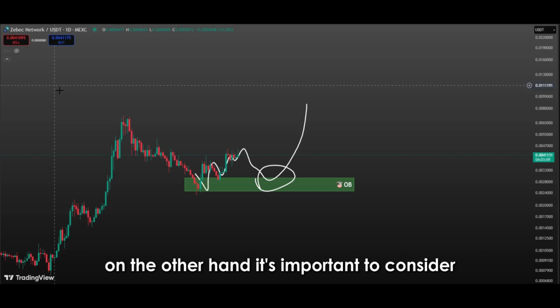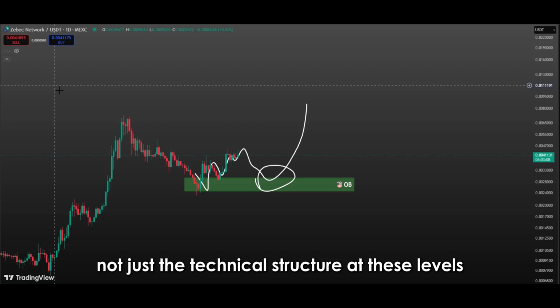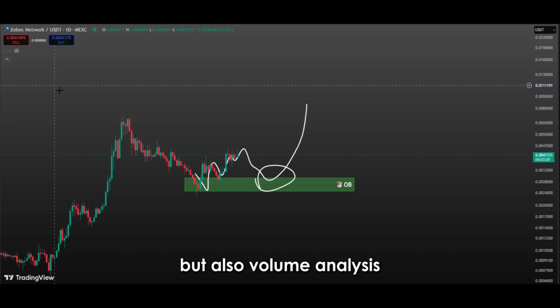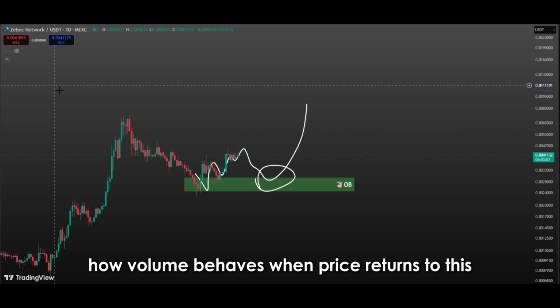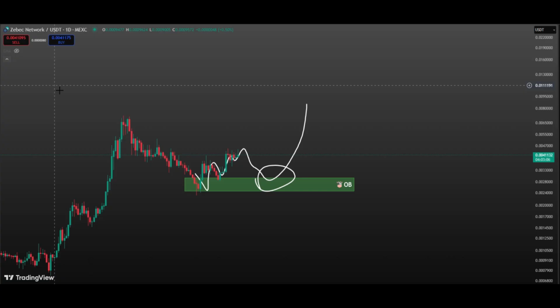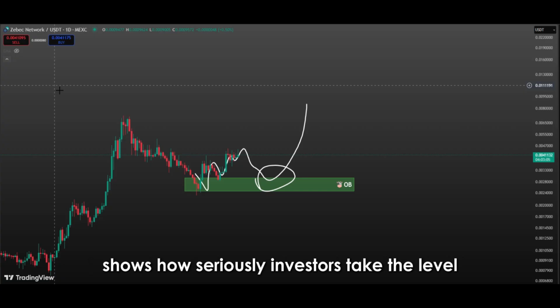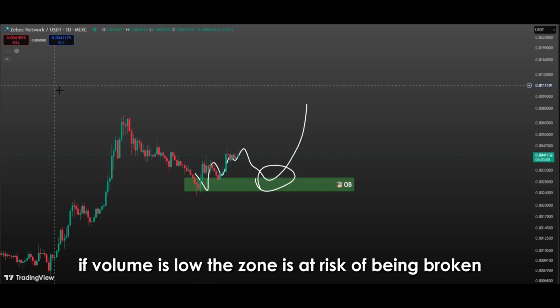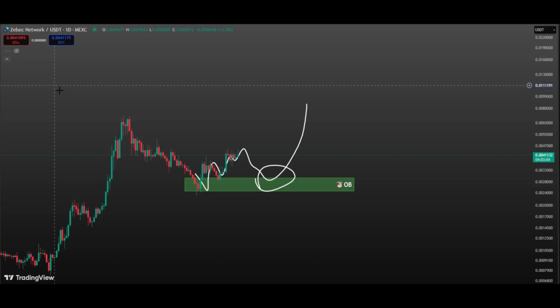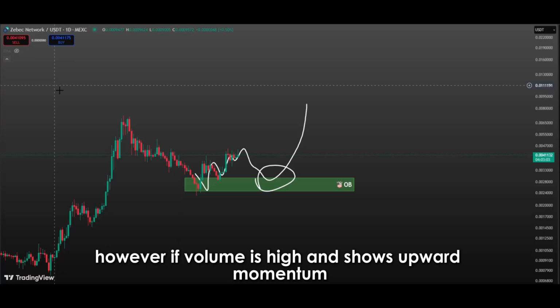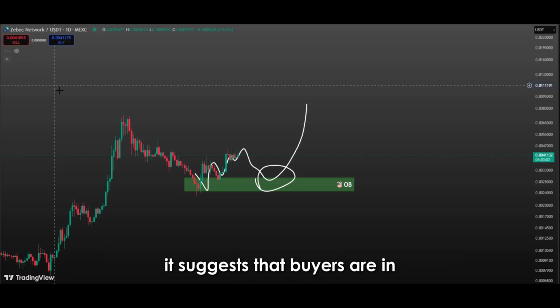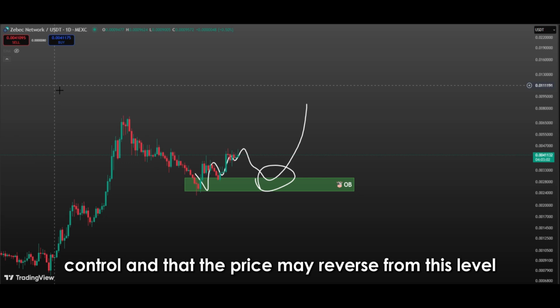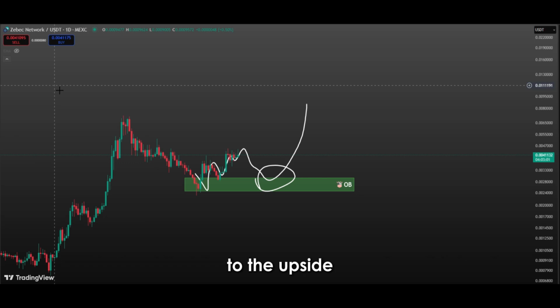On the other hand, it's important to consider not just the technical structure at these levels, but also volume analysis. How volume behaves when price returns to this zone shows how seriously investors take the level. If volume is low, the zone is at risk of being broken. However, if volume is high and shows upward momentum, it suggests that buyers are in control and that the price may reverse from this level to the upside.